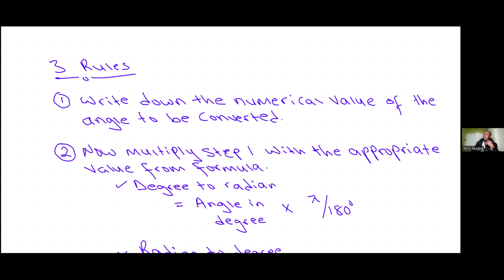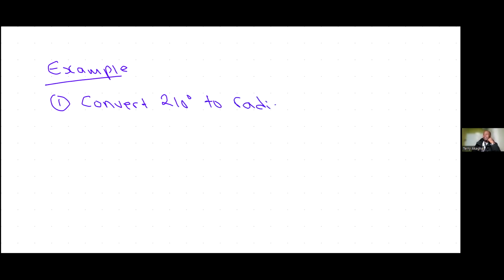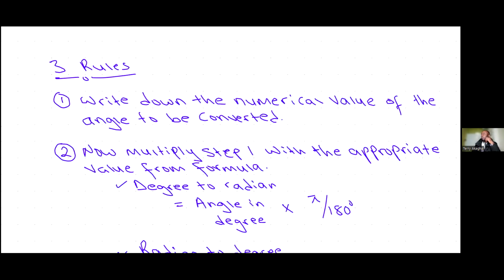So let's pick this example I have here. Let's say we're told, number 1, to convert 210 degrees, or maybe 220. Any amount, it does not really matter, it's still the same concept. Let's say convert 210 degrees to radians. So let's go, we follow the steps. The first step says we have to write down the numerical value of the angle we want to convert. So step 1.